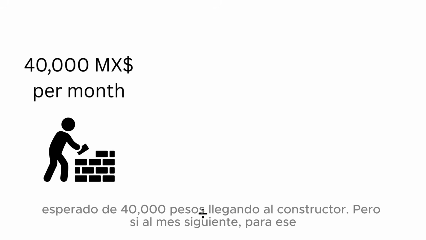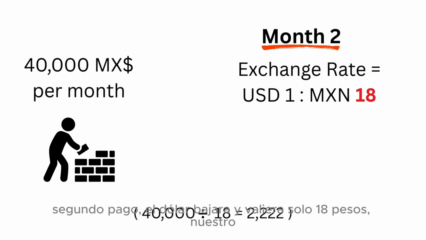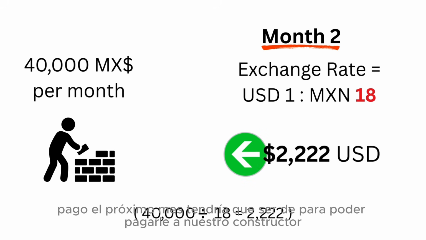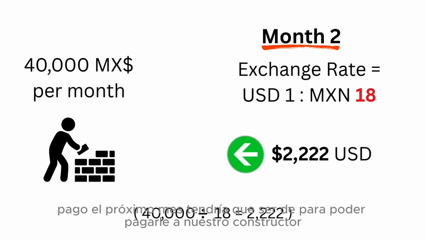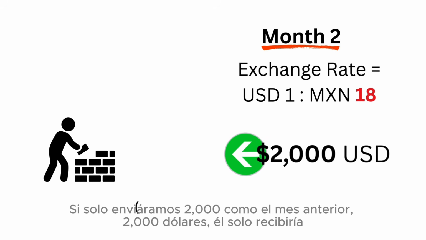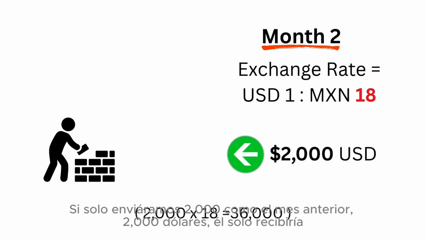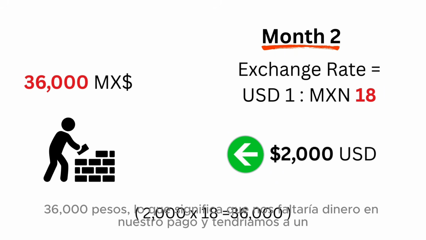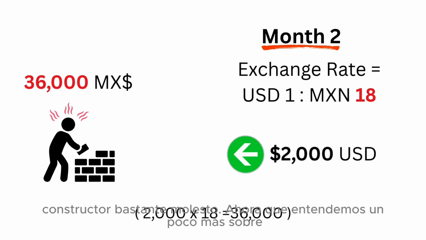But if the following month, for that second payment, the US dollar dropped and was now only equal to 18 pesos, our payment that next month would need to be $2,222 in order to pay our builder the expected monthly payment of 40,000 pesos. If we only sent $2,000 like the previous month, he would only receive 36,000 pesos, meaning we'd be short on our payment and we'd have a pretty ticked off builder.